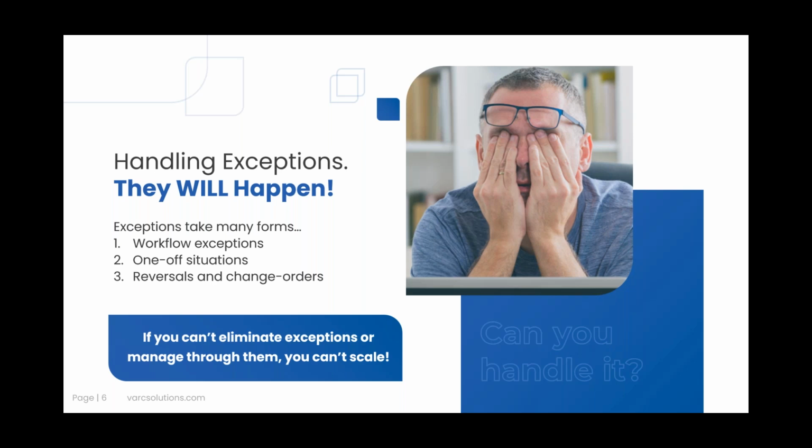There are workflow exceptions, there are one-off situations that you've got to be able to handle, and quite frankly, sometimes you have what I call reversals or change orders. In other words, whatever that project is, or whatever that client engagement is that you're working on, you might have started it, but at some point a client might call you up and say, well, yeah, that's what we thought we wanted. We want to change it now. We want to do something differently. Or, hey, we thought we had the budget. We don't have the budget. We need to scale this back. You're going to have those types of changes. And again, can your system handle it? And if it can't, you're going to have a really, really hard time scaling your system.